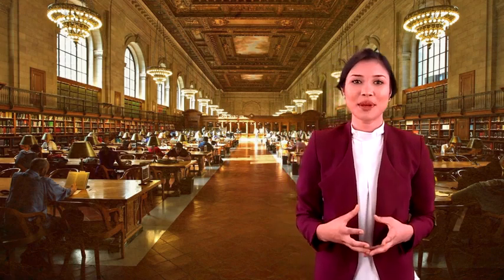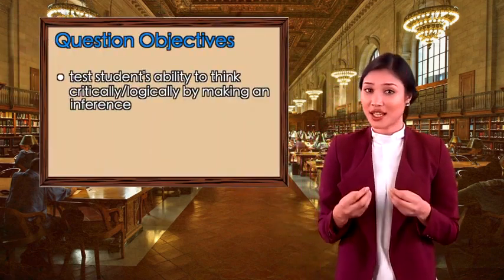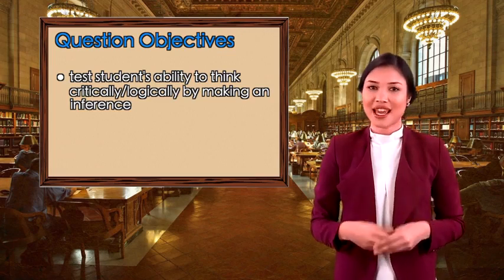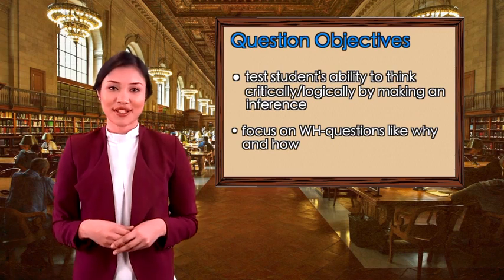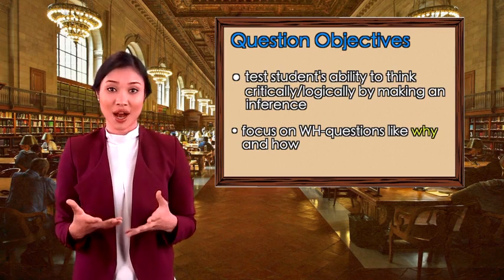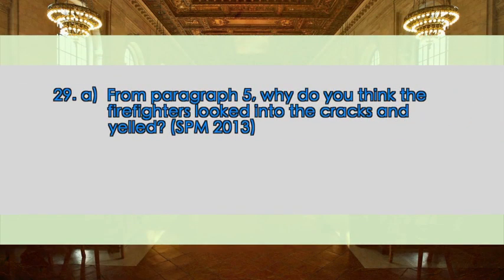The questions are arranged according to difficulty. Towards the end of the paper, the questions will become more challenging. These questions will demand students to think critically and logically by making an inference. As such, questions will focus on WH questions like why and how. For example, 29A, from paragraph 5, why do you think the firefighters looked into the cracks and yelled?